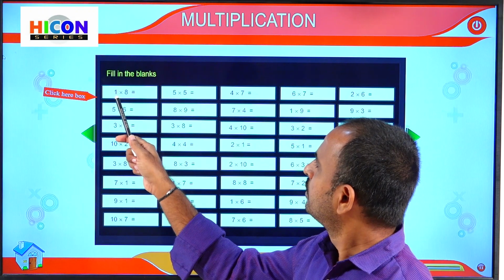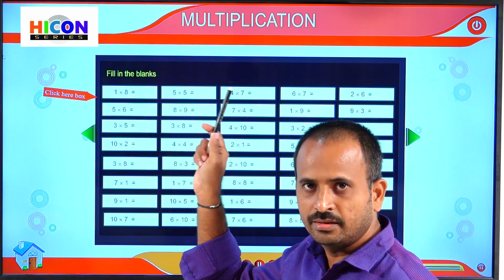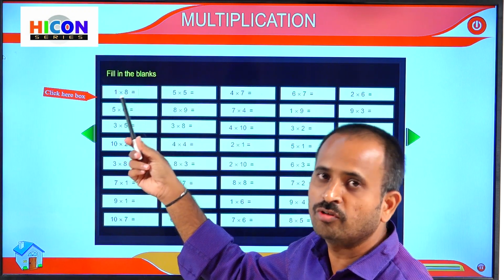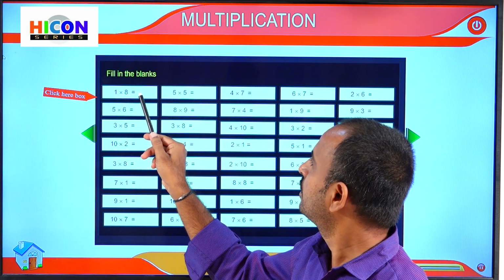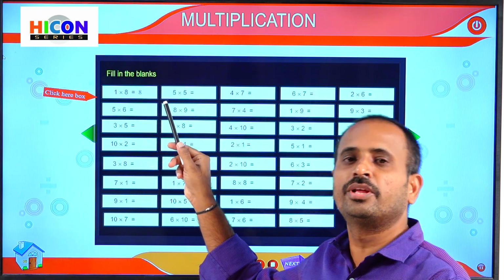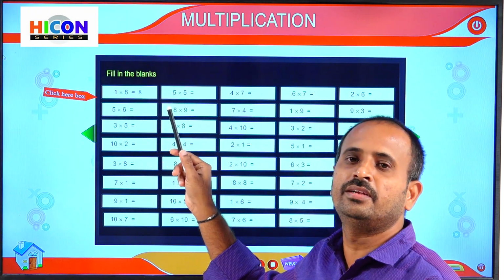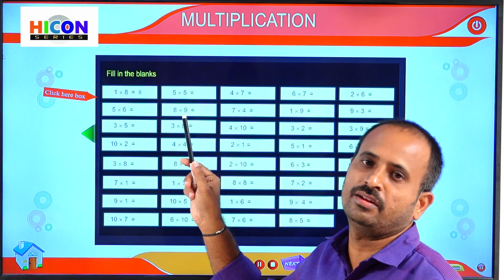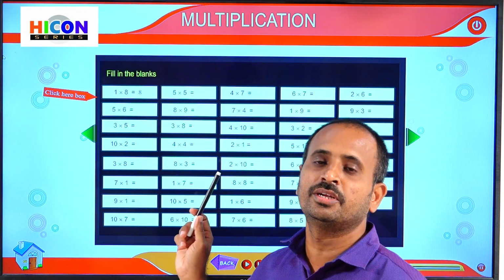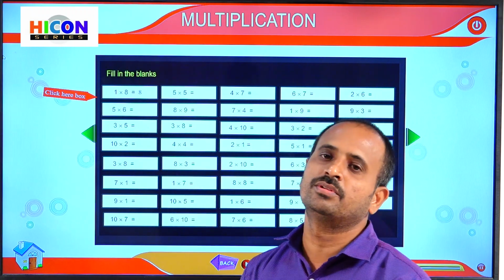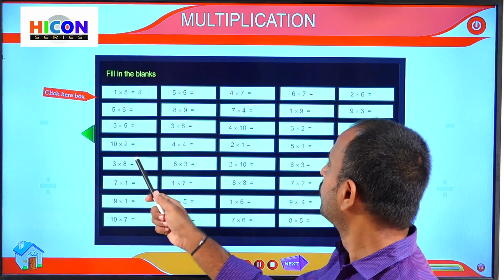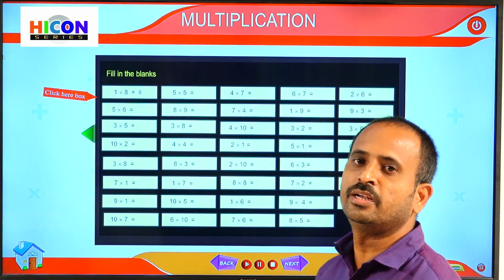Here, 1 into 8, that is 1 8 jar. Children, 1 8 jar how much? 1 8 jar 8. Already you have learned the tables, that is the table of 8, table of 9, table of 10. So you can write the answers for these multiplications based on those tables. That's why you should learn the tables. Then only you can write the answers for these multiplications.